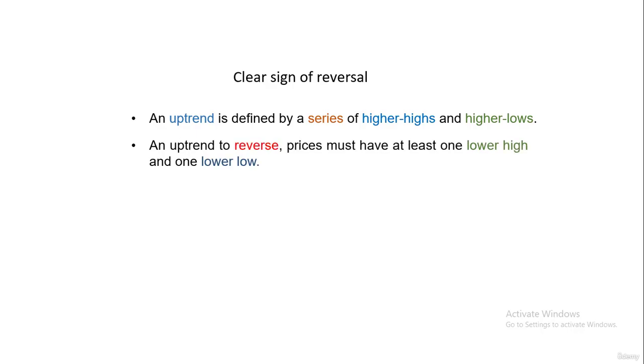Until there are clear signs of reversal, the trend should continue. An uptrend is defined by a series of higher highs and higher lows. In order for an uptrend to reverse, prices must make at least one lower high and one lower low. And you also know that the reverse is true of a downtrend. One should keep trading the ongoing trend unless there are clear signs of reversal given by technical tools and indicators.